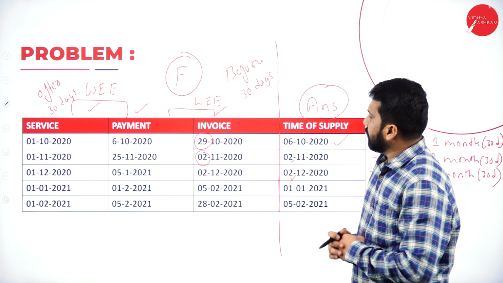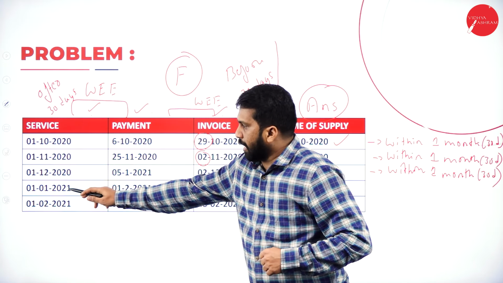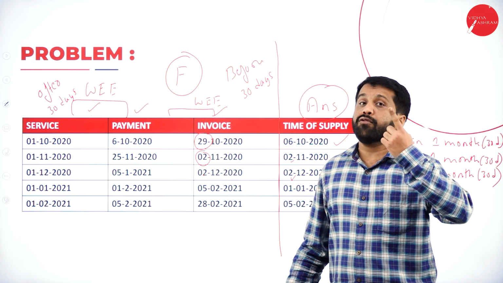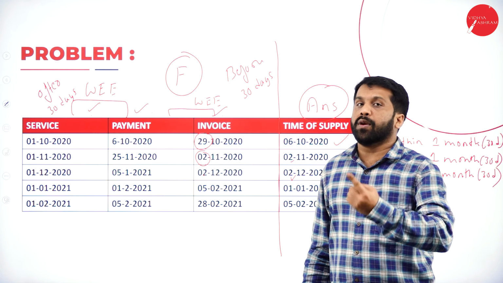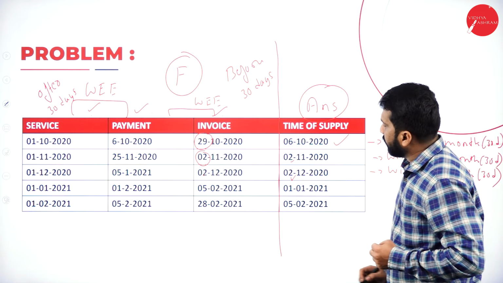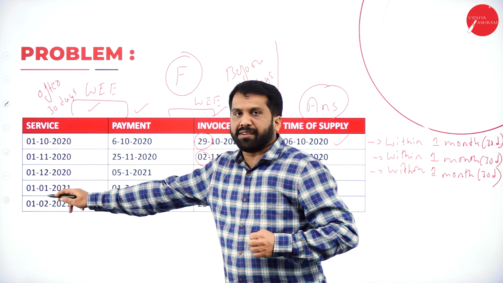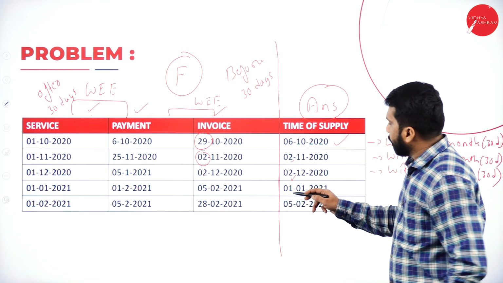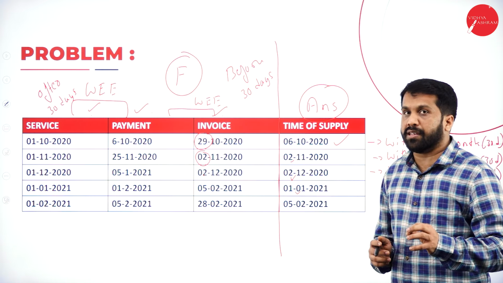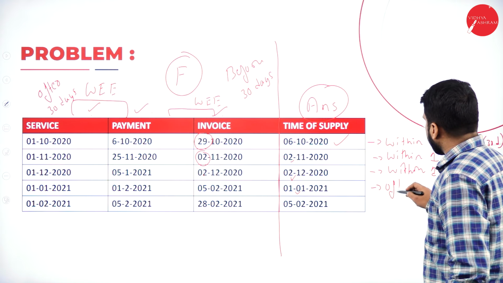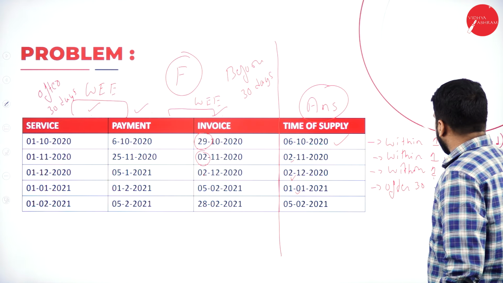Now, after this, your service happened on 1st January. Invoice made on 5th February, after 1 month. After 1 month means you have to check these two, whichever is earlier. 1st January is earlier, so you have taken 1st January. Hope you are clear. So it will be after 30 days.